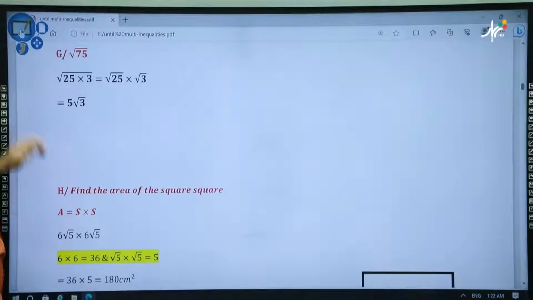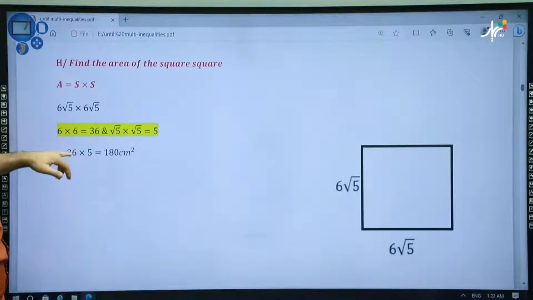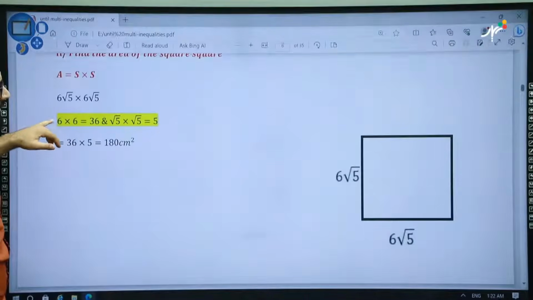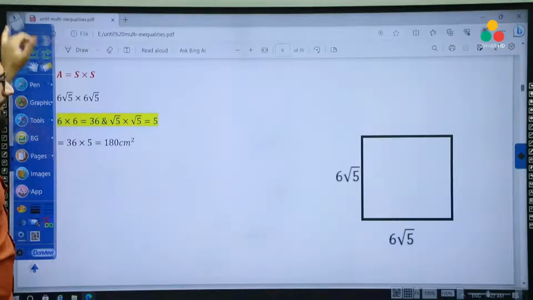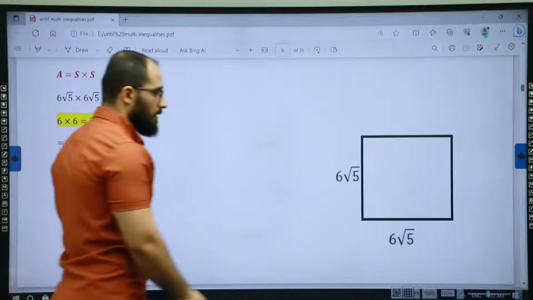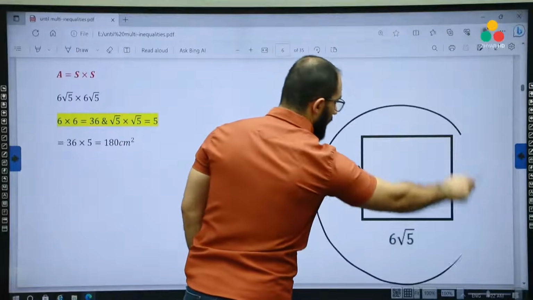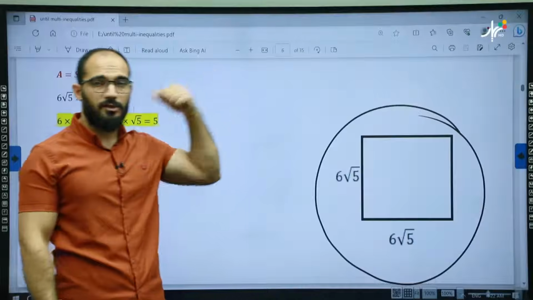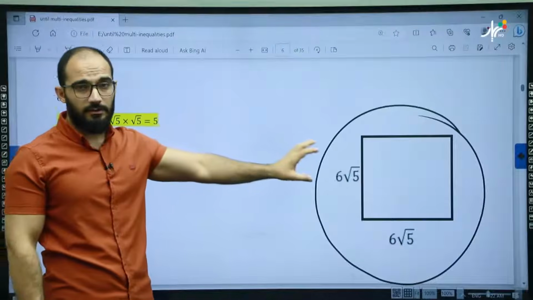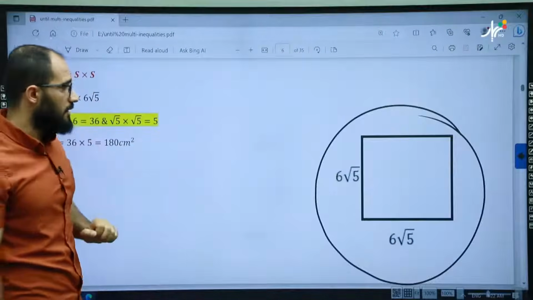And the last example is this example that they bring in the book. It says find the area of the square. We have a square here. It says find the area. Maybe you think that this question is related to geometry, but it's not, it's related to our subject.